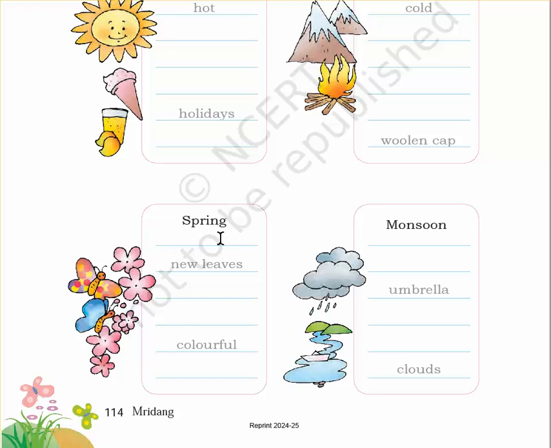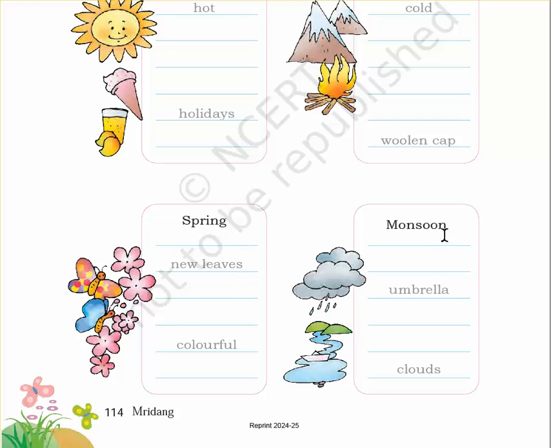Next is spring. So when we think of the spring season, the first thing that comes to our mind is new leaves. So new leaves start to grow on the trees, right? Then spring is a very colorful season. Flowers blossom, right? Then we see a lot of butterflies in the garden, right? So that's what you can mention here.